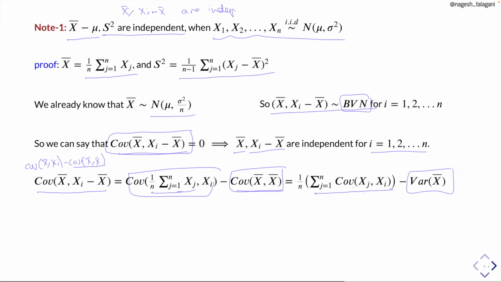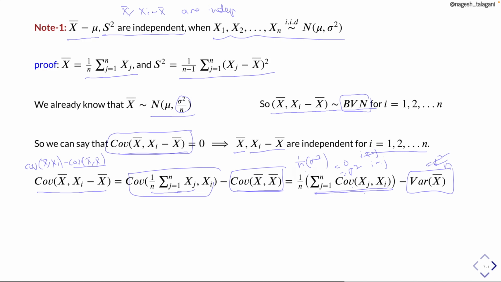Now in this summation, the covariance of xj comma xi will be either equal to 0 or sigma square. It will be 0 when i not equal to j and equal to sigma square when i equal to j. That means in this summation only one term will be equal to sigma square, everything else will be 0. So the whole sum will be equal to sigma square. So here you will have 1 by n times sigma square, and variance of x bar will be what? Sigma square by n. So here we have sigma square by n.